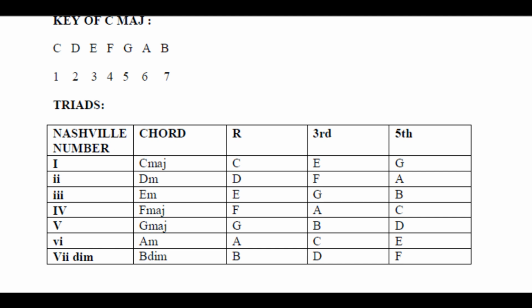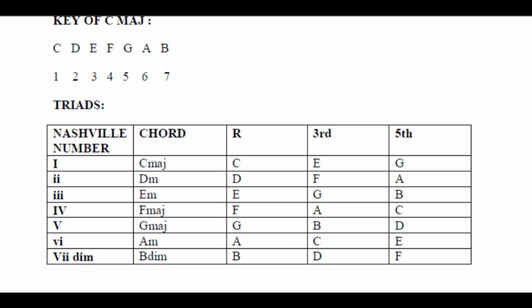So these can be assigned Roman numerals, which is known as the Nashville numbering system. The 1, 4 and the 5 chord, since they are major chords, are given as the uppercase or the capital Roman numerals. The 2, 3 and the 6 chord are the minor chords, so they are given as the lowercase Roman numerals. And the 7 chord is a diminished triad.